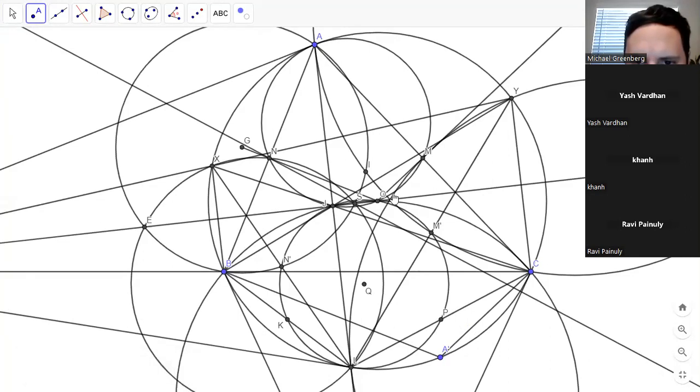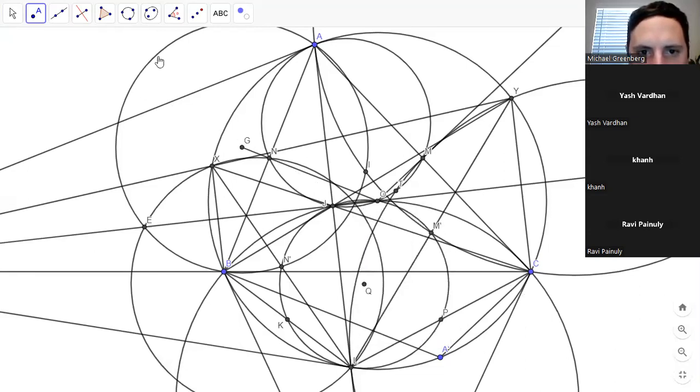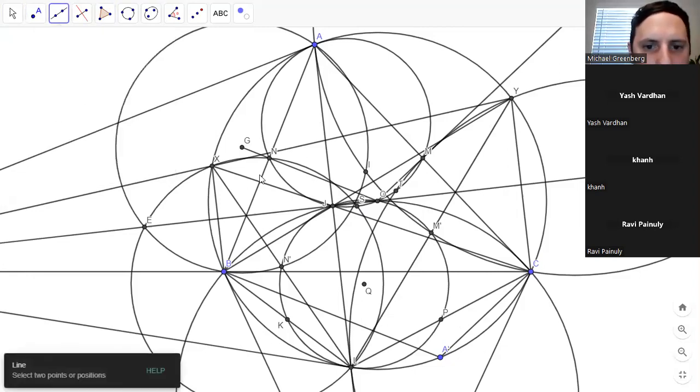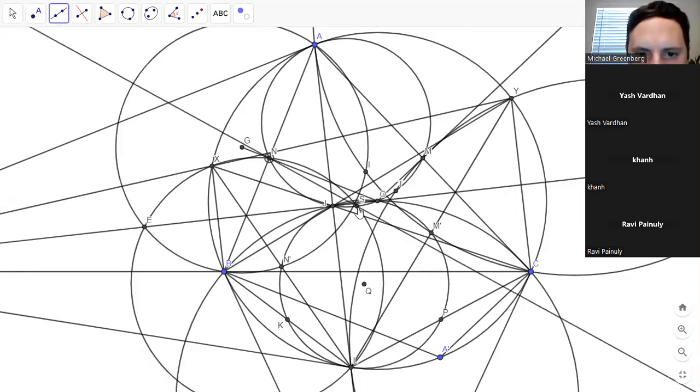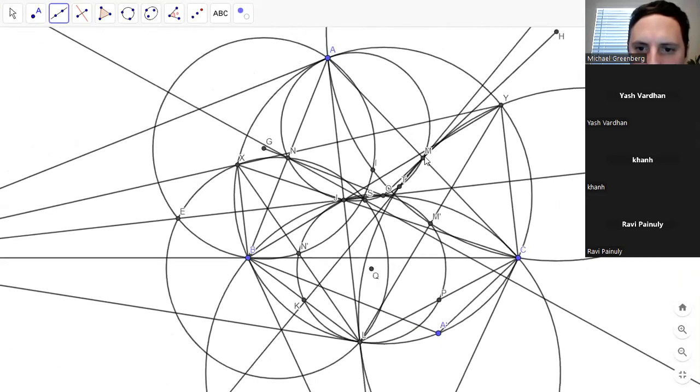Oh, wait a second, sorry. I think I drew the wrong point S. So I want the radical axis of this circle with L and X. So that should be point S, right? Because it's where, and then, okay, so I have this line, and then I have this line. I think that should do it.